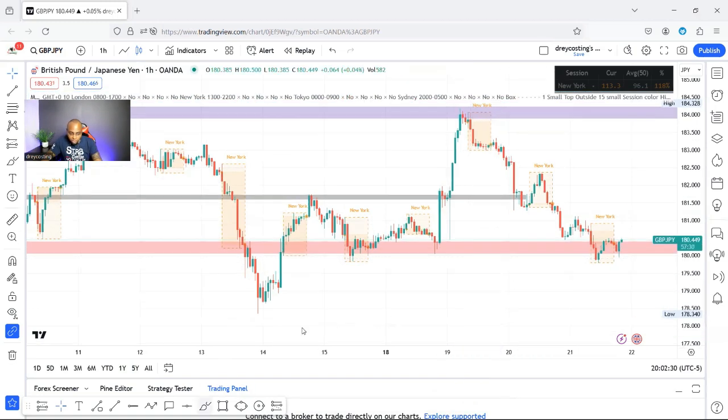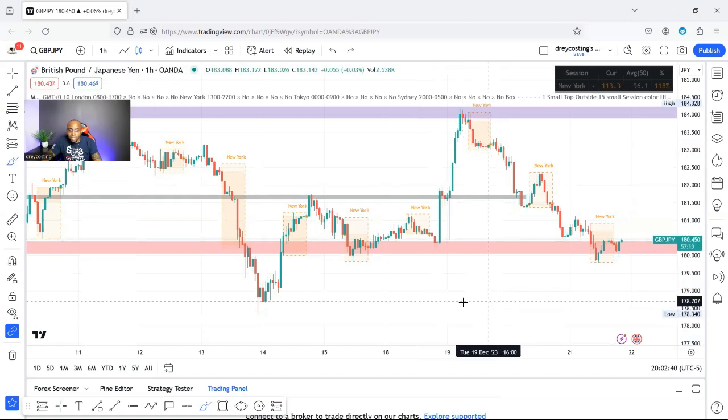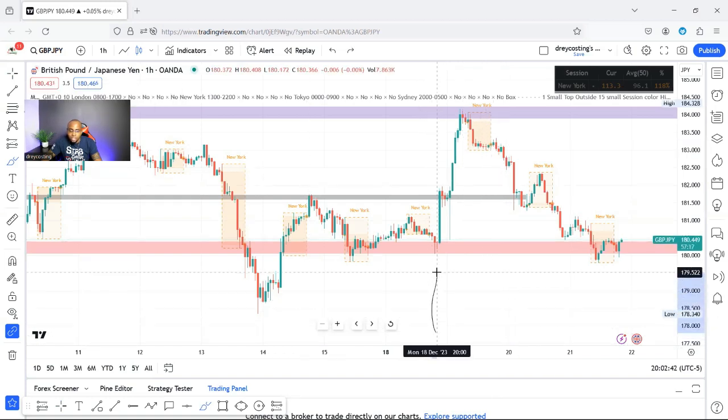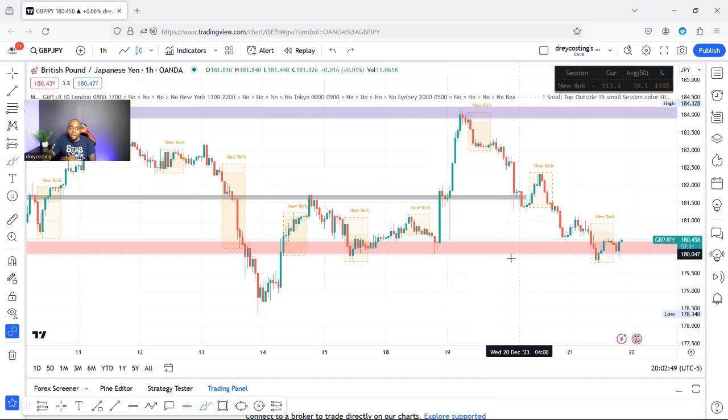What do I mean by impulse? If we're in a downtrend, this right here is the impulse. This right here is a retracement to make a lower high. Impulse, lower low, retracement to make a lower high. And if we're in an uptrend, this right here is the impulse, retracement to make a higher low, impulse, retracement to make a higher low.